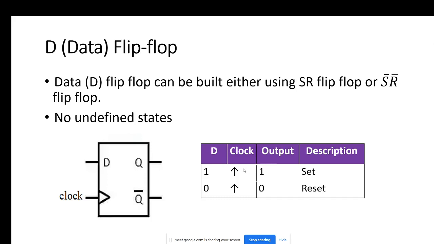Right. Then we have one final flip flop called D flip flop, or the data flip flop. It's a very simple one. The outcome is actually sort of a combination of S bar, R bar latches, etc. Where we have the D value 1 and 0.